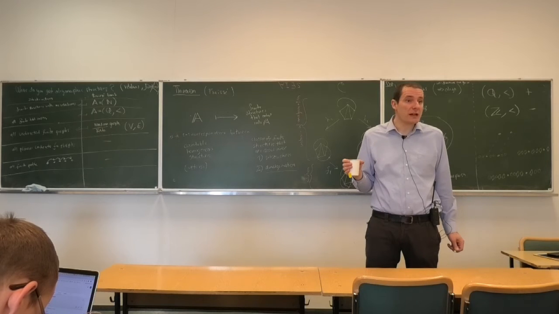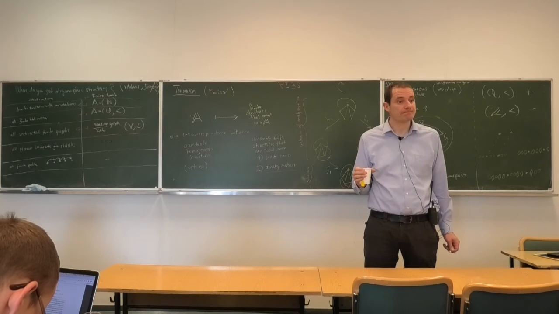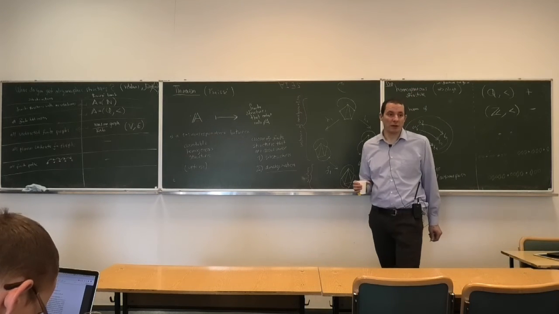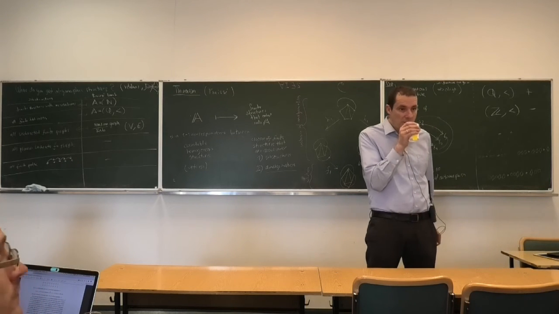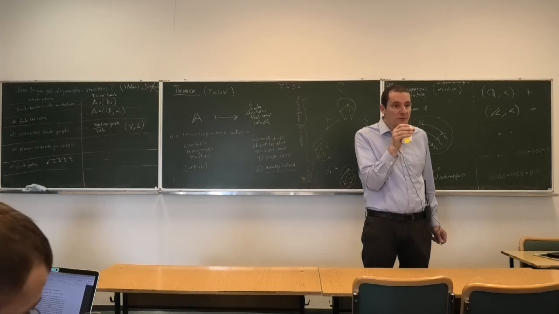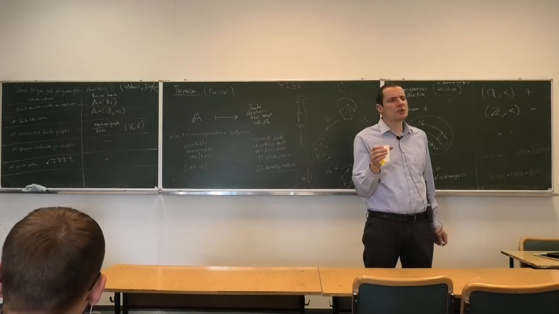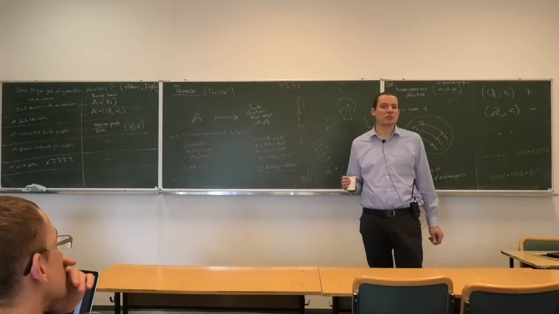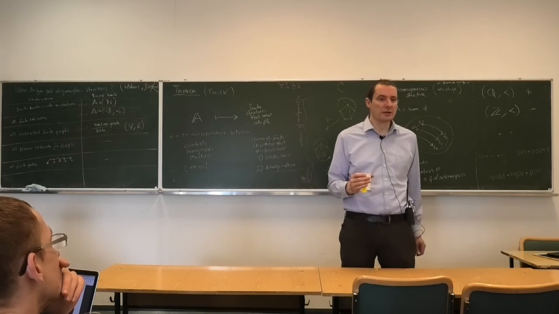Well, total orders have an excluded minor, yeah, because they are minor closed. So no, I think it's orthogonal to that. And on directed graphs, maybe. No, I'm sure there's no connection between the two concepts.